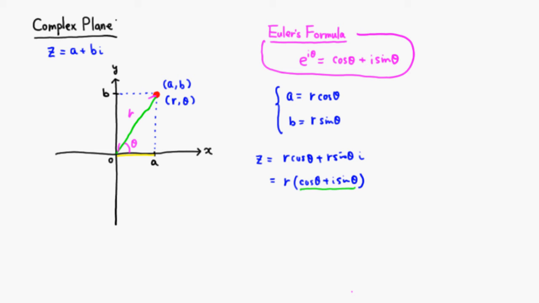So we can rewrite this: r is already there, and this part becomes e to the i theta by Euler's formula. So there's an exponential expression for z, which is r e to the i theta. You can write it in the rectangular coordinate system, or you can use polar coordinates, or you can write it as an exponential expression.